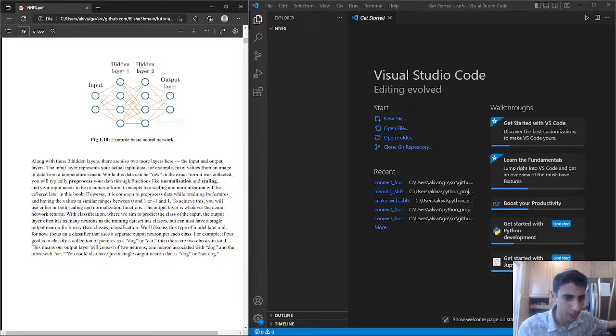No, let's just read it. And your input needs to be in numerical form. Concepts like scaling and normalization will be covered later in the book. They're very useful and very important. Don't forget to normalize your data, okay? It will break everything. Not break, but things will be much harder.